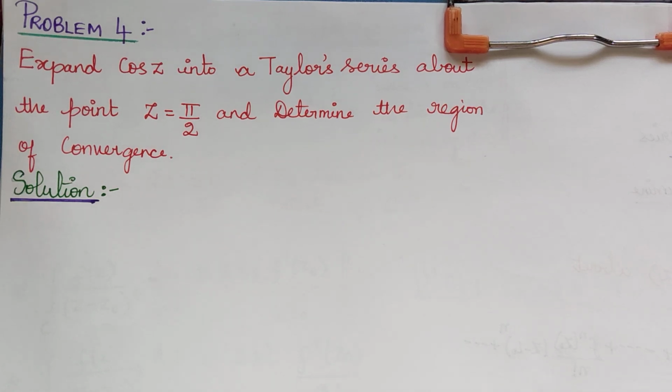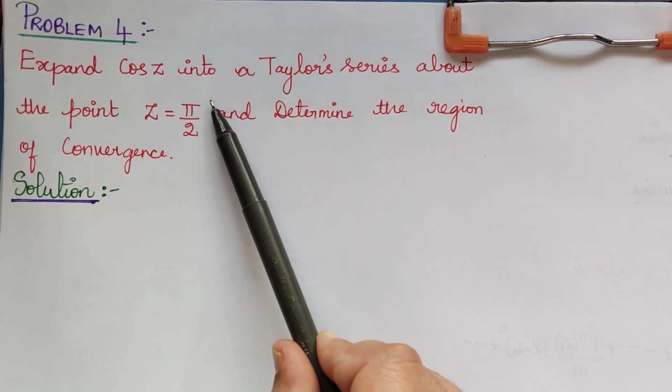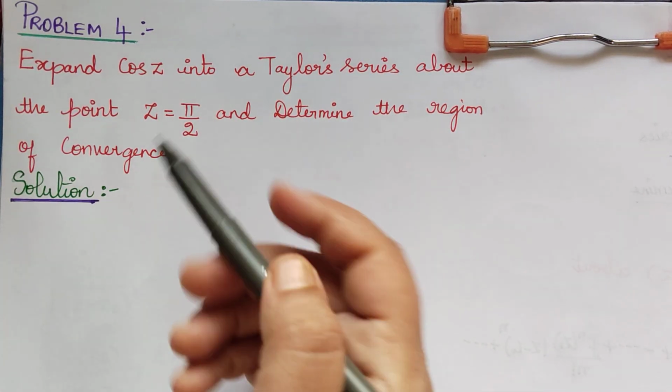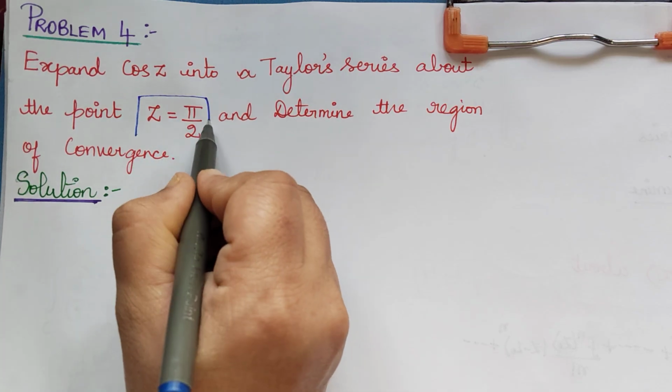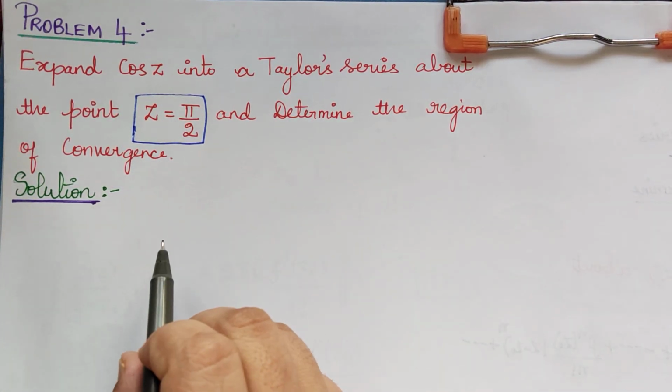Dear students, under the lecture series on complex analysis, we are solving problems under the topic Taylor series expansion. Here we have problem 4. The question says that expand cos z into a Taylor series about the point z equal to pi by 2 and also determine the region of convergence.